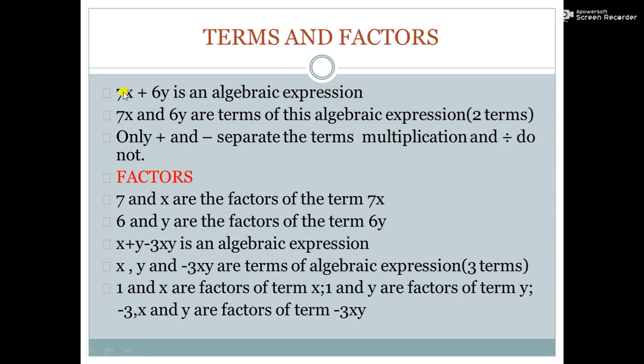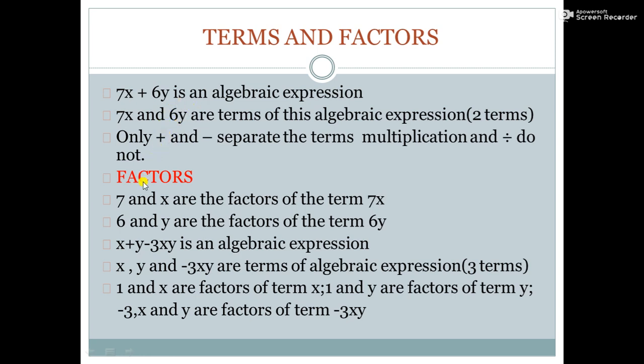That means if we are using a multiplication sign here, 7x into 6y, we cannot separate 7x and 6y. It will be considered a single term. If we are using a minus sign here, there is no problem. We will get the two terms 7x and minus 6y. That means the minus sign is also included in that term.